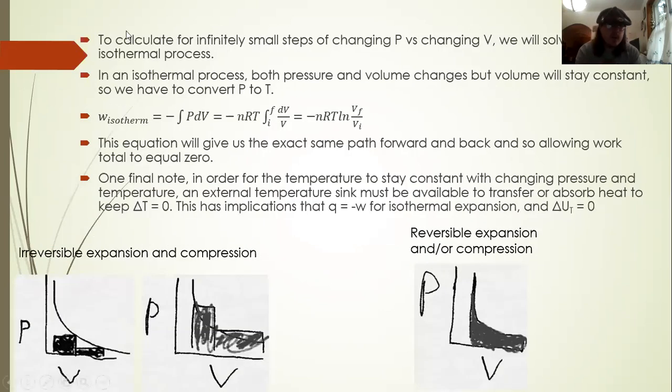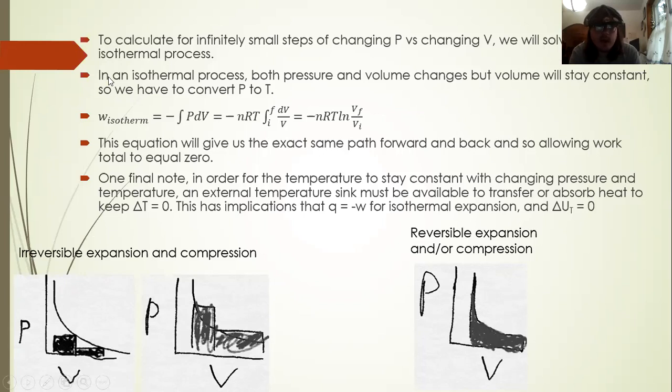Now, in order to calculate this for infinitely small changing P and changing V, we'll have to calculate this as an isothermal process. So isothermal meaning PV equals nRT, and T is held constant. So if nRT is constant and P is not, we are going to exchange P for nRT, replace it with nRT.